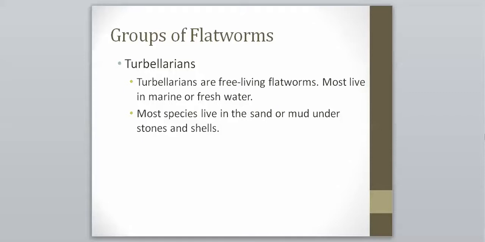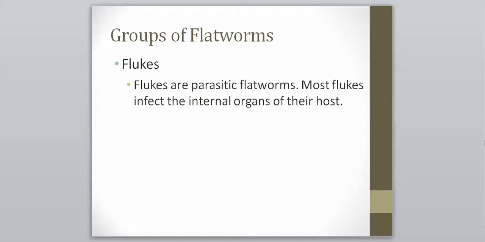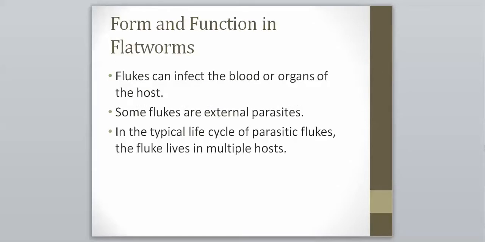Our next group, getting on now to the parasitic kick here, are flukes. Flukes are parasitic flatworms, and they infect the internal organs of their host, like a heart or a liver, things like that. They can infect either blood or organs of the host. Usually they get into organs, but they can infect blood as well. Some are external parasites, meaning that they will just affect the outside. However, most of them affect the inside.